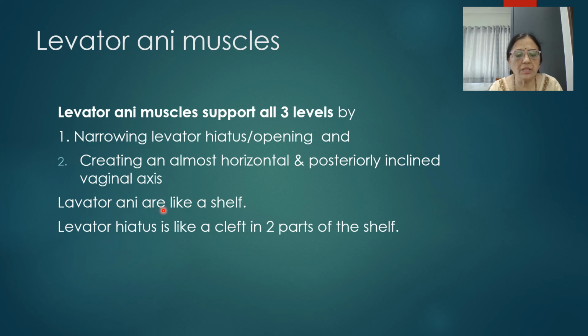So levators are like a shelf, and the levator hiatus is like a cleft between two parts of the shelf. Suppose there is a gap in the two parts, that is the cleft. That forms the levator hiatus. And penetrating through this levator hiatus, the anterior most is the urethra, then comes the vagina, and then comes the rectum.